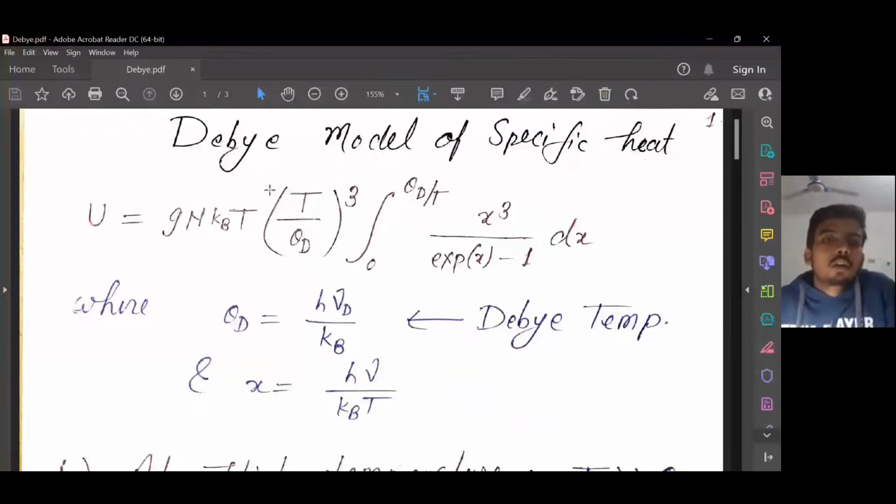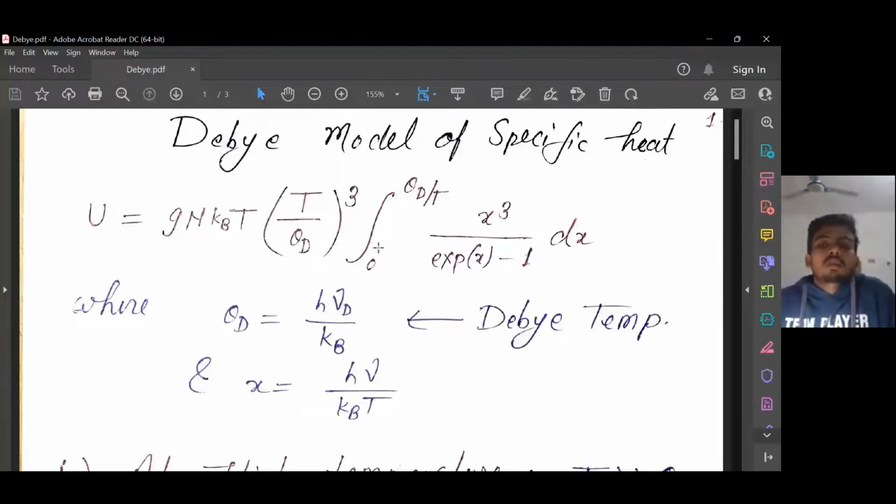Now, I'll show you the relation deduced by Debye. So let me share the screen. Yeah. So you see, Debye deduced this energy relation according to his assumptions, which are an improvement of the assumptions made by Einstein. Debye assumed that atoms vibrate in a range of frequency from 0 to nu D, and this nu D is known as the Debye frequency.